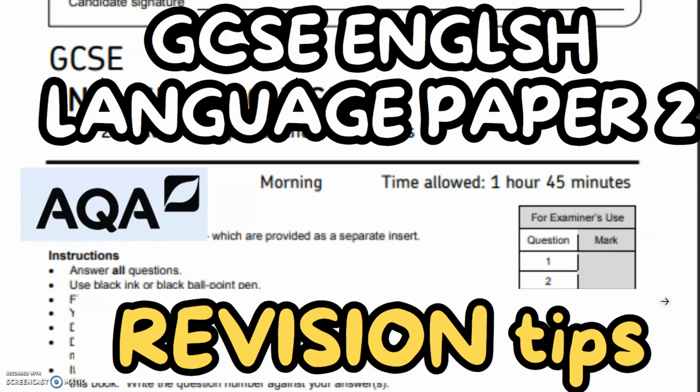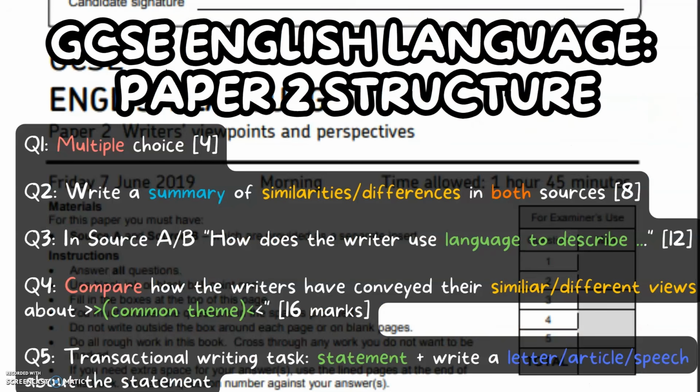Here are some last-minute GCSE English Language Paper 2 revision tips for your exam tomorrow. So here is the structure of Paper 2. You've got 5 questions. The first 4 questions, question 1 to 4, are in Section A, and that is worth 40 marks. And then question 5 is also worth 40 marks, and that's in Section B.